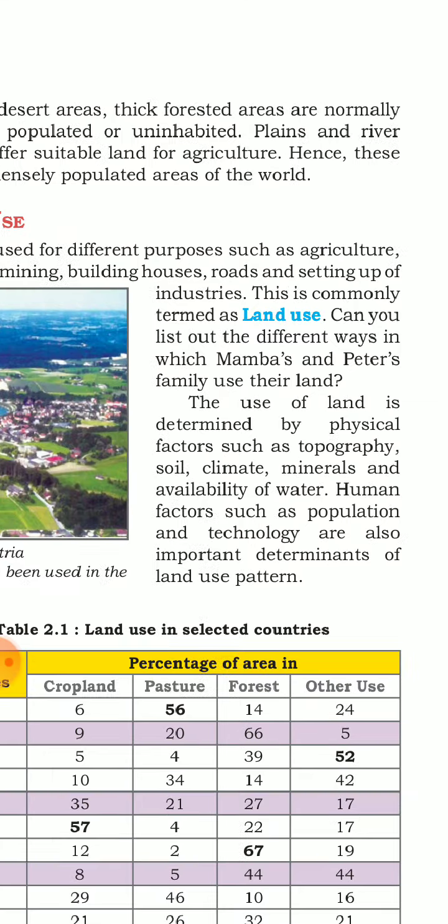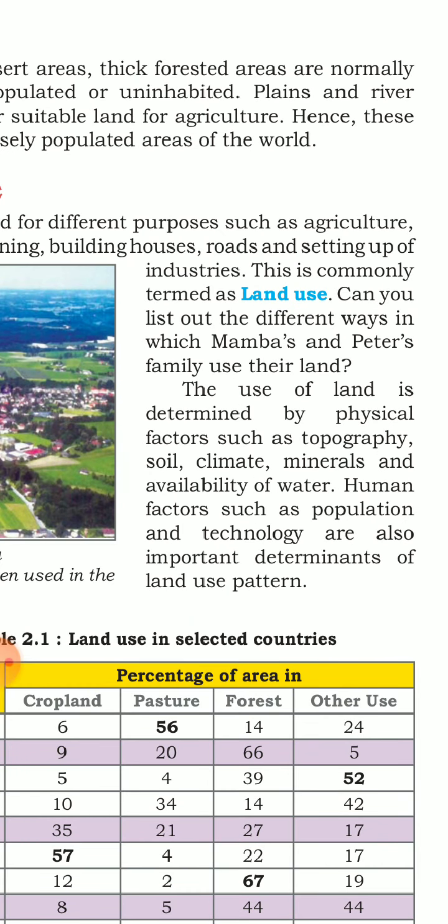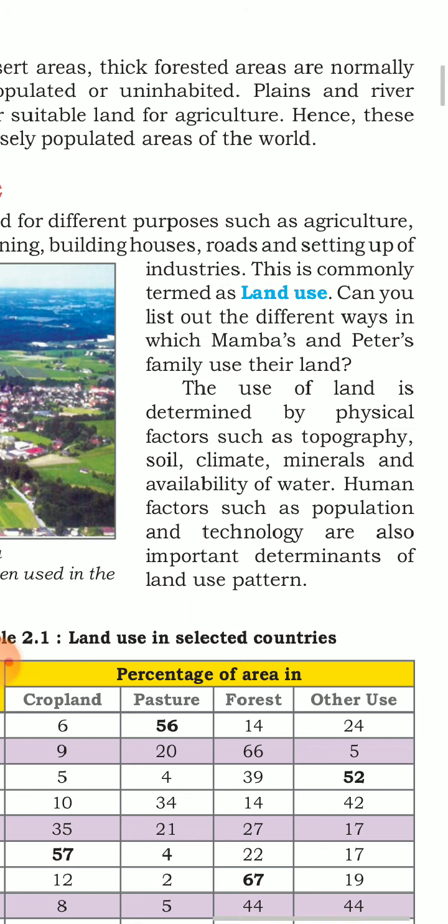Again, there are certain human factors also affecting the land use pattern. They include population density of the country, technological capability, etc. The economic development of the country depends on the technological development of the country, thus leading to the planning of land use pattern.